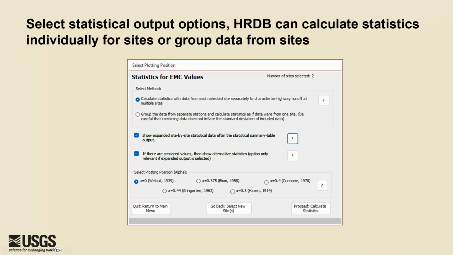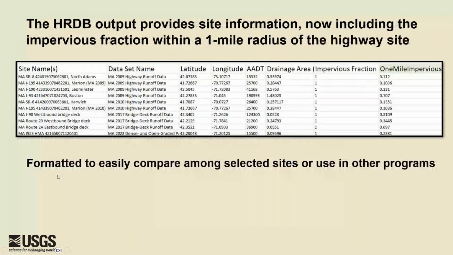And from there, an output is generated. And this output is in a tabular format, so you can save it as a text file, or you can easily copy and paste it right into Excel. At the top, there is a summary table in the data output file, and that'll give you all of the sites that you selected and some of the pertinent site characteristics.